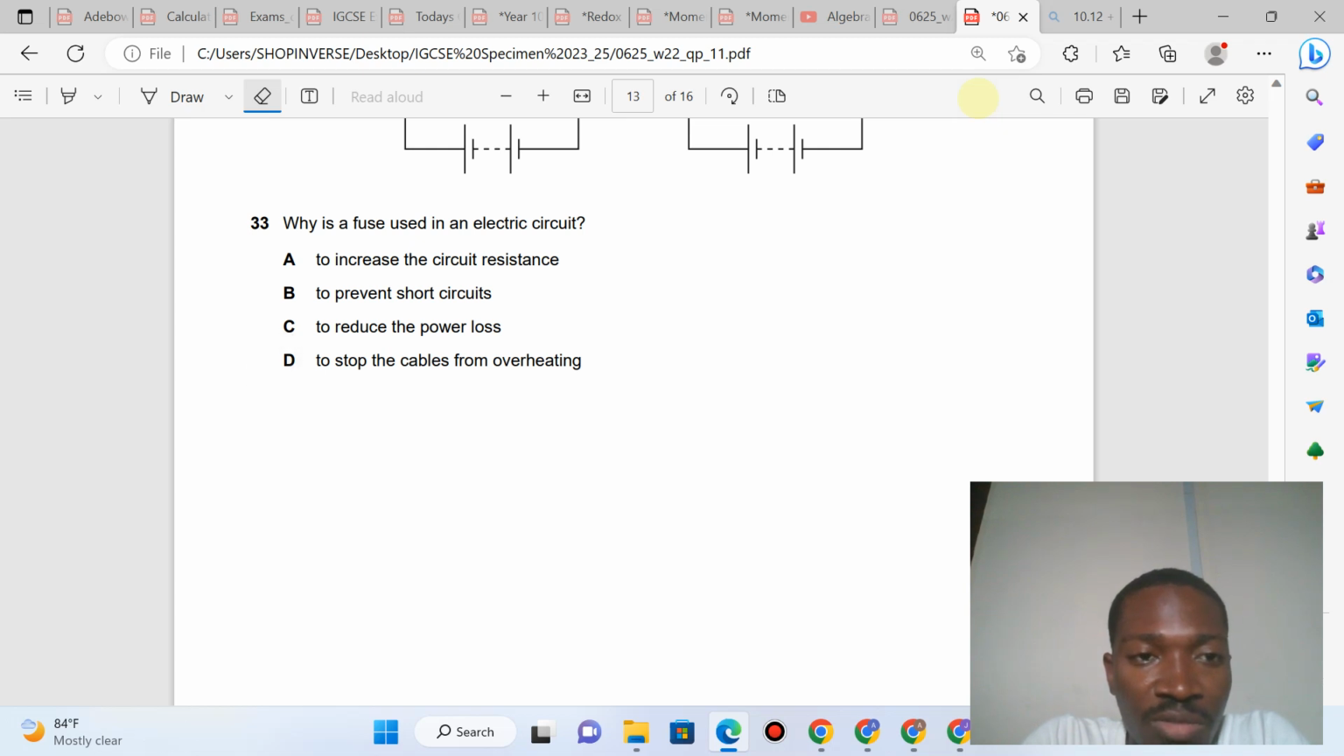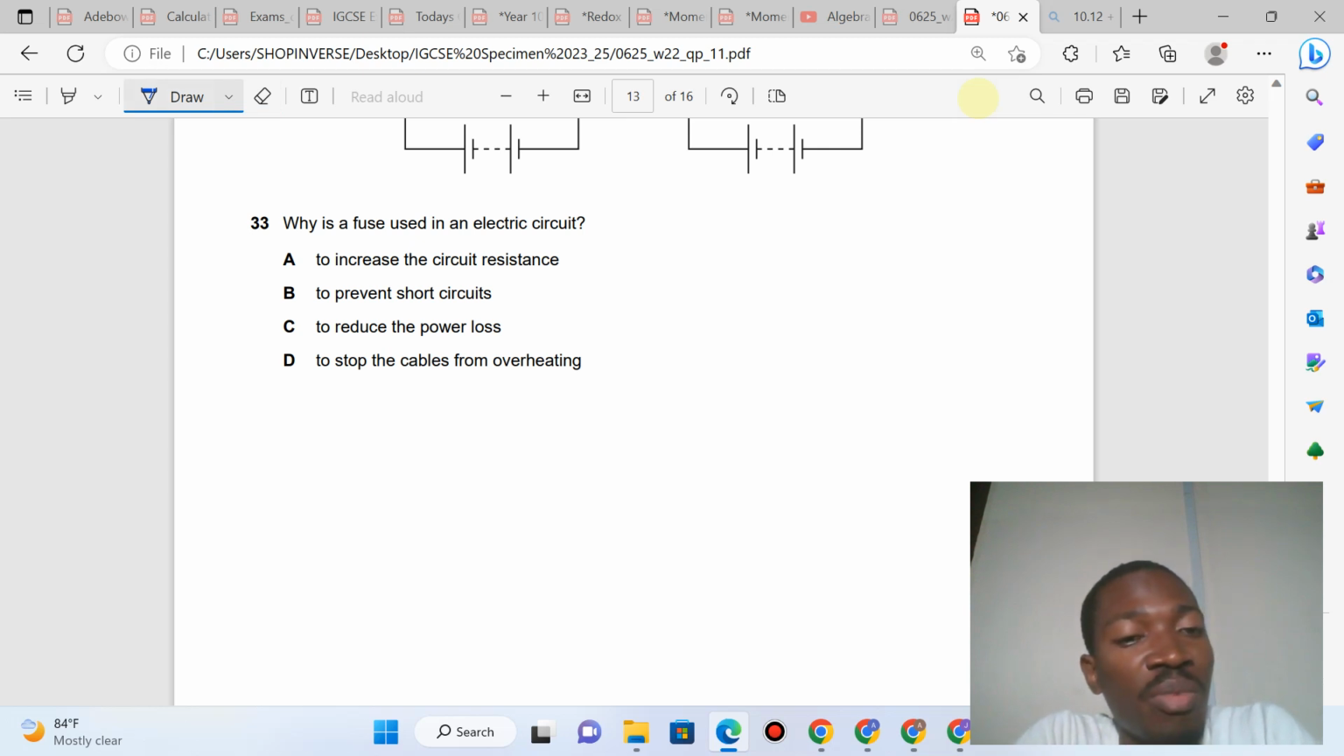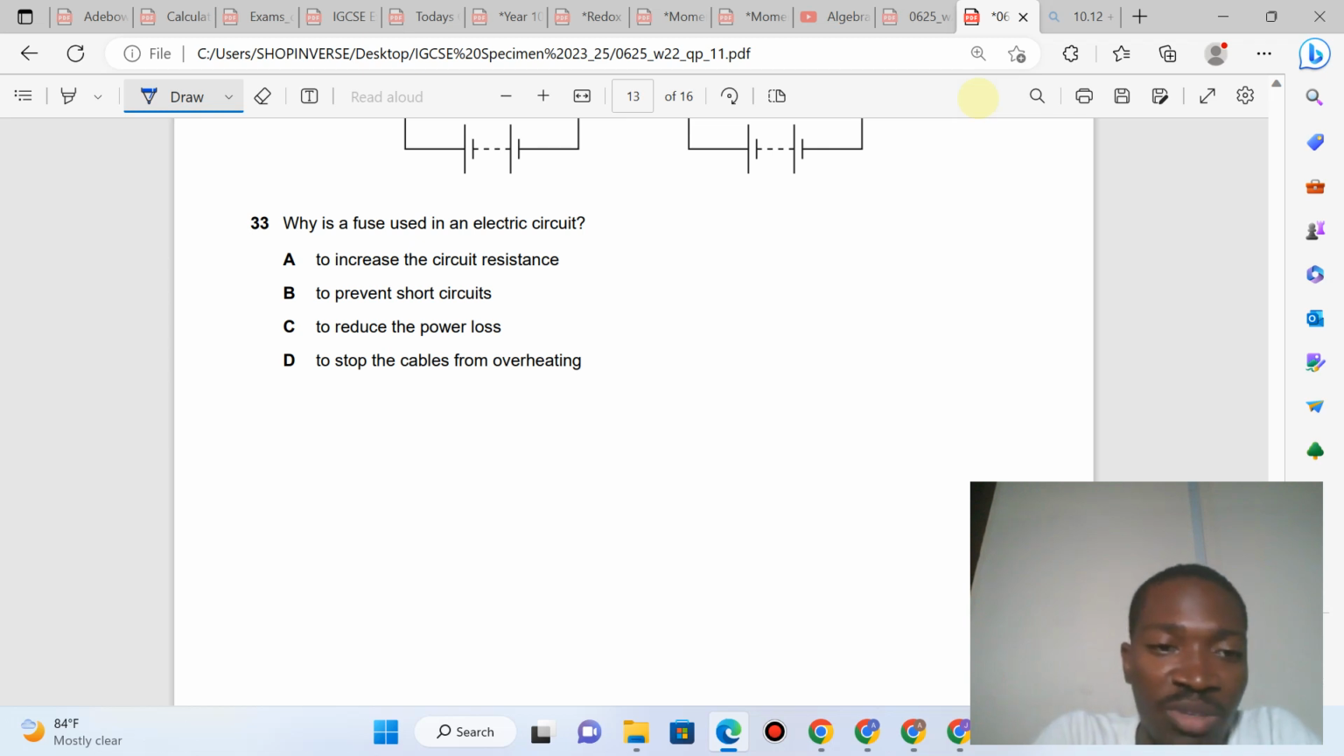Okay, in case of D, in 33, D is meaningful because fuses put a limit to the current flowing in the circuit. And once you put a limit, you are trying to prevent too much current from flowing through the wires or the cables. When you are preventing too much current from flowing, that means you are preventing overheating, because when too much current flows, the cables begin to overheat.